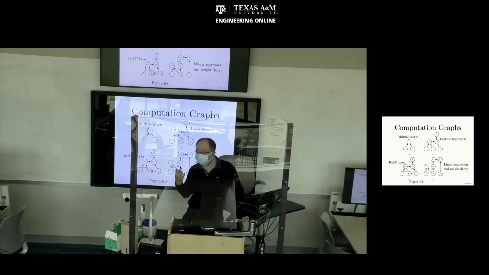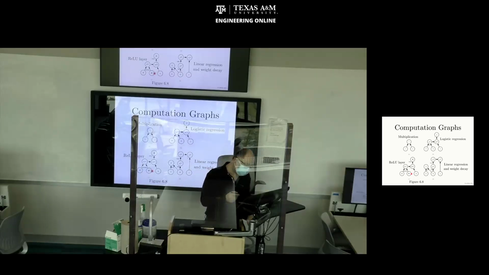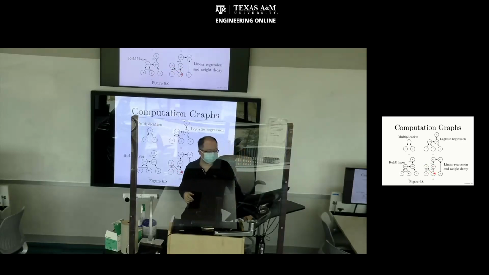Compared to the previous computational graph, for simplicity, I put these operations next to the arrows instead of using a separate node to express them. So this is what the ReLU does, and this is what linear regression and weight decay does. So these are computation graphs for the forward propagation, a few simple examples.